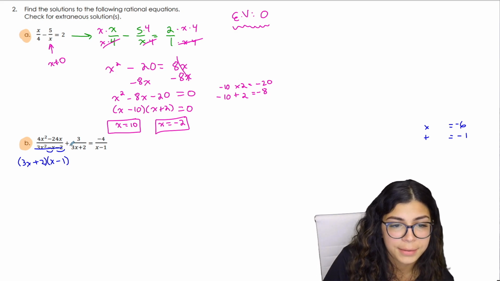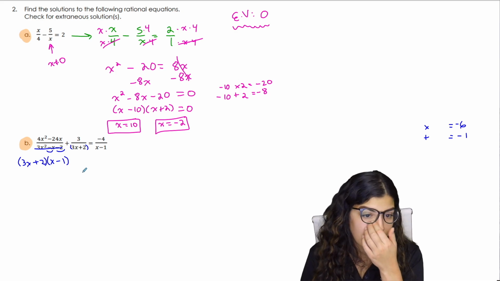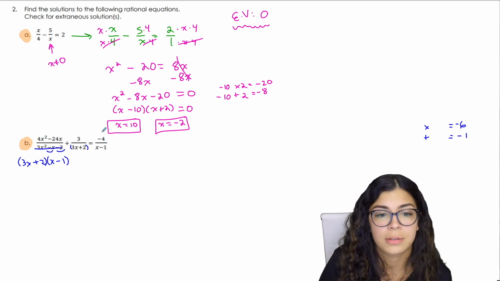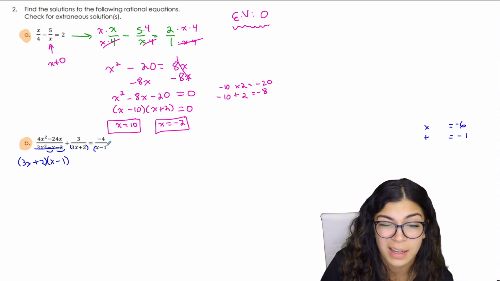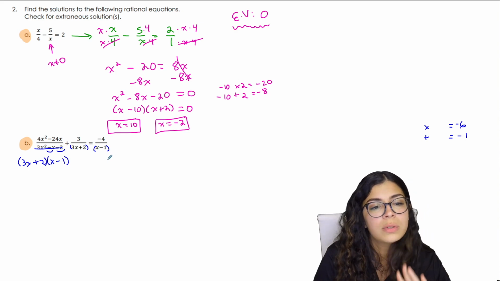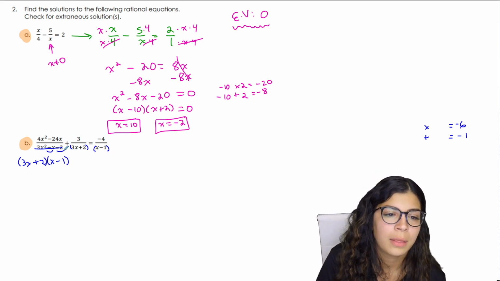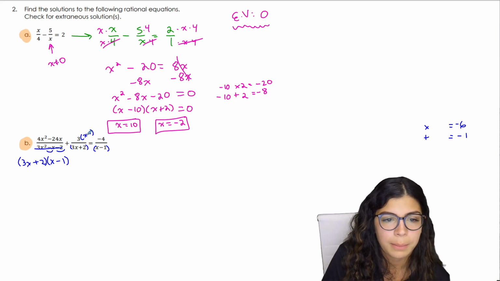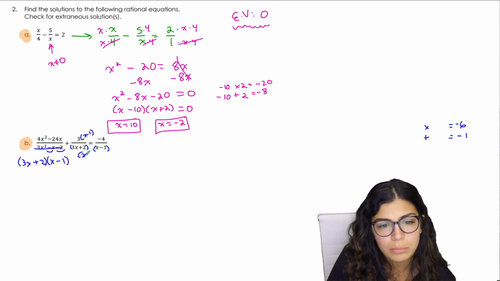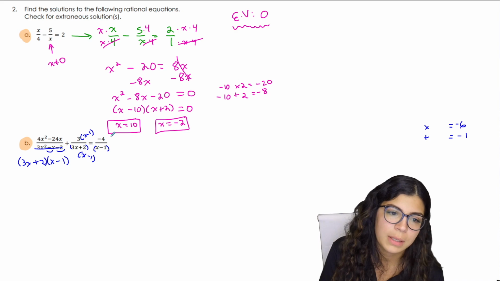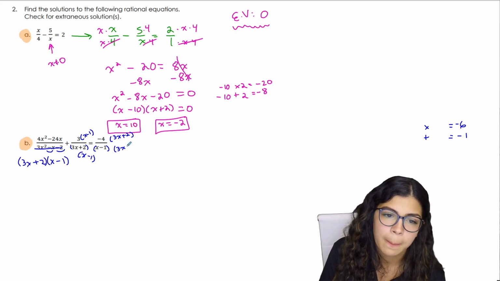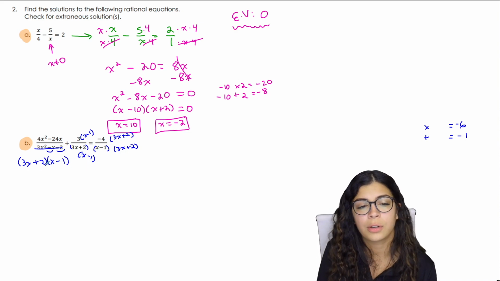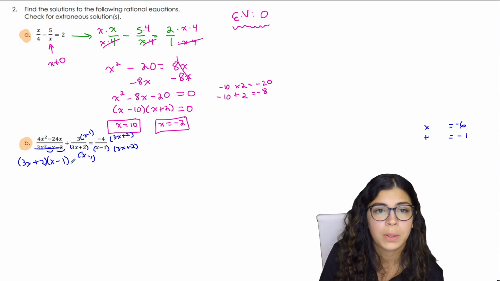Another kind of giveaway here was that this denominator was 3x plus 2. Now, it's not always that way, but sometimes it happens to be a little trick that you can use. So on this fraction, we're missing x minus 1, so I'll multiply that on top and bottom. And on this fraction, we're missing 3x plus 2. So now all of the denominators are 3x plus 2 times x minus 1.